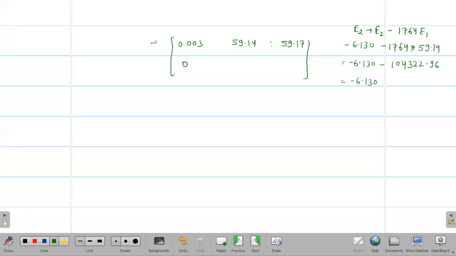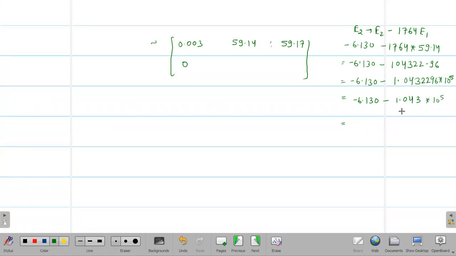So there is a method to write it. First you write it in the floating point representation: 1.0432296 into 10 raised to power 5. Okay, so now you write minus 6.130. Now you can write this number as 4 digits only: 1.043, the next digit 2 is less than 5, so I have to do rounding here, into 10 raised to power 5.